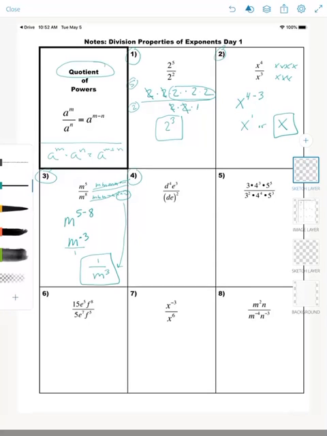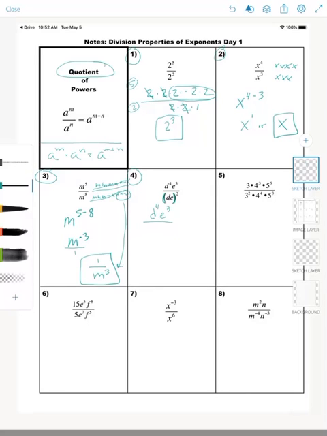Okay, number 4. When you have multiple different bases, so for example, number 4, we have a base of d and a base of e, you're just going to treat those as separate problems, and then we'll put it all back together. But the first thing we have to deal with is these parentheses. And you have a power outside the parentheses, so if you remember, that exponent gets handed out to everything on the inside. So I'm going to show what that looks like.